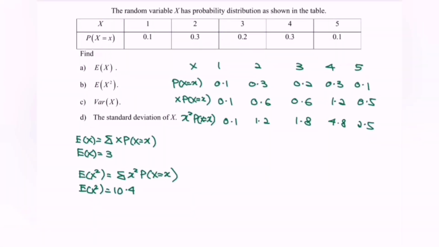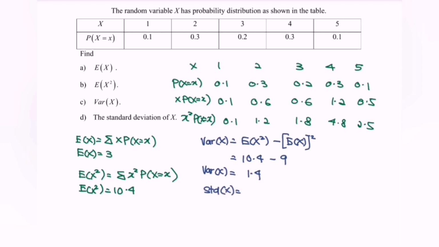Next, we are going to find the variance. The formula for variance is equal to E(X squared) minus (E(X)) squared. Kindly substitute the values, where we have 10.4 minus 3 squared, which is 9. So the variance will be equal to 1.4. Next is to find the standard deviation, where we have the square root of 1.4. So the answer will be 1.18, or square root of 35 over 5.